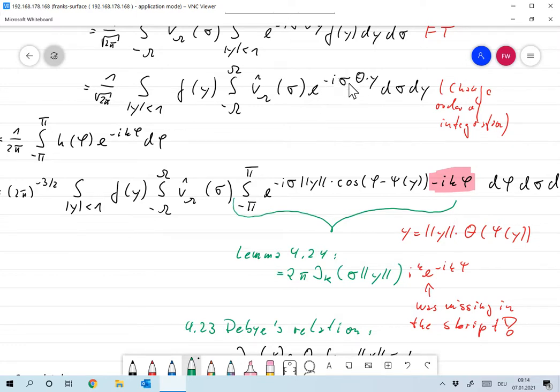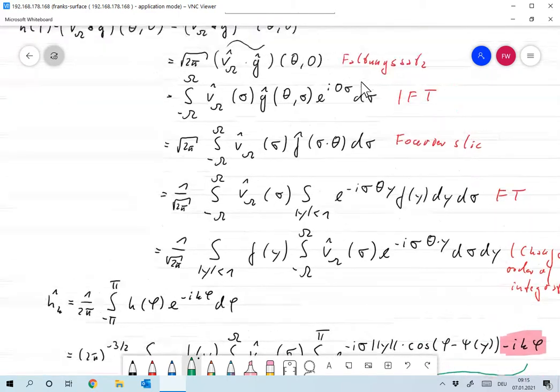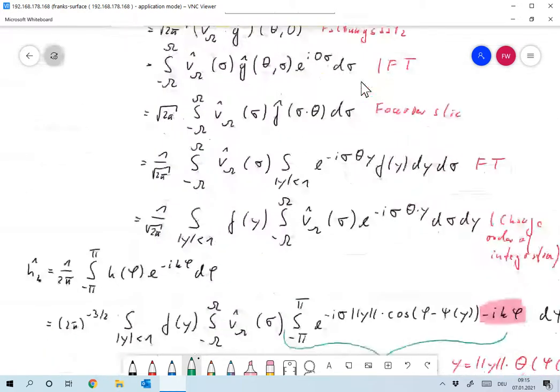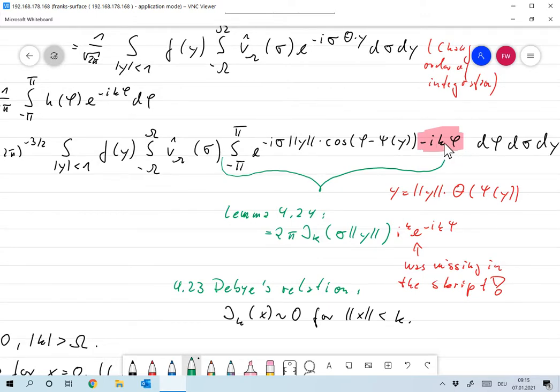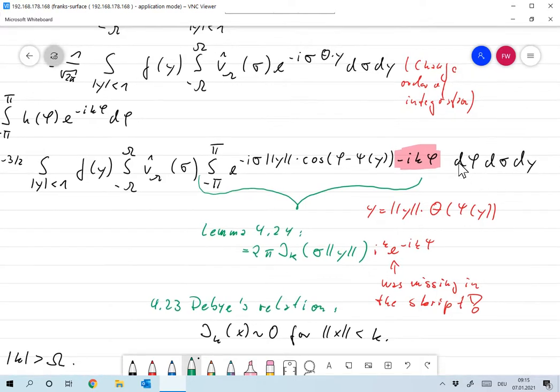So up here we have sigma times theta times y. The scalar product is the cosine of the difference of the angles times the norms. The norm of theta is 1. I assume that theta is theta of phi. So this becomes the norm of sigma times the norm of y times 1 times the cosine of the difference of the angles, so cosine of phi minus psi of y. And I get this minus i k phi over here. So I take that in again, and we have d phi, d sigma, dy.